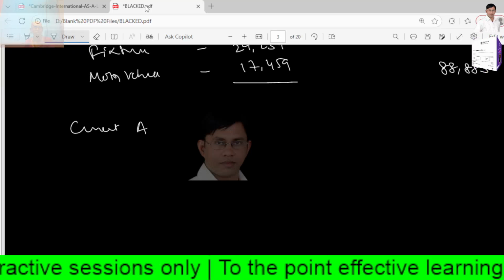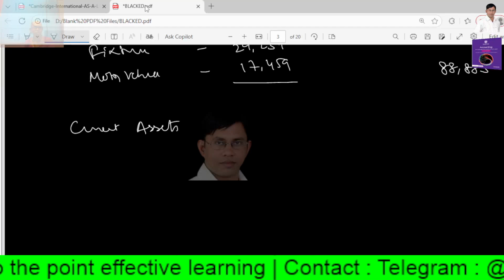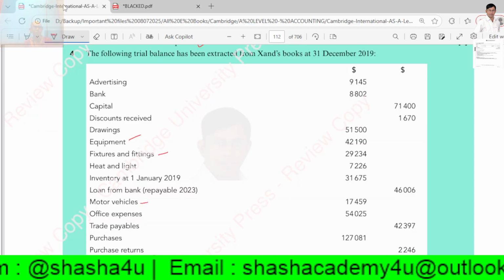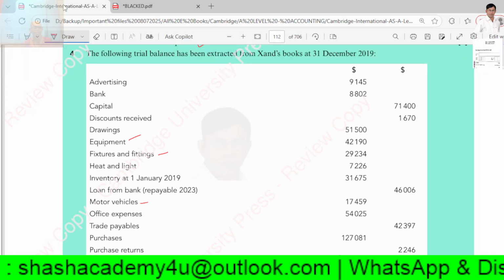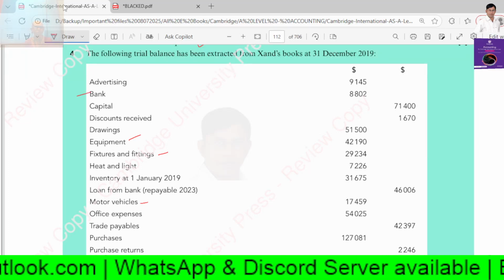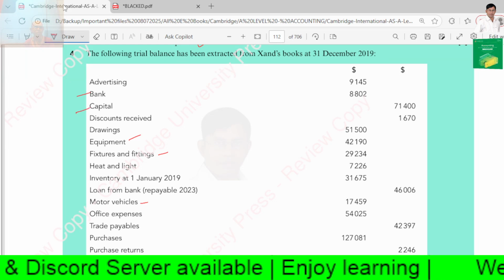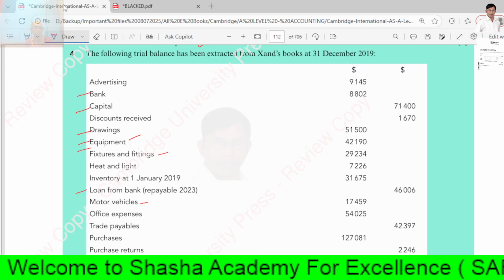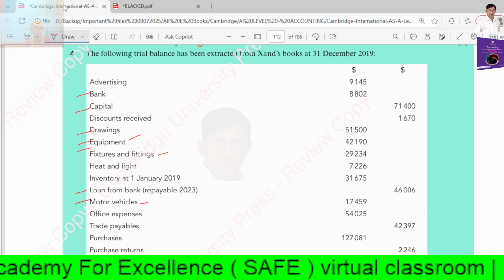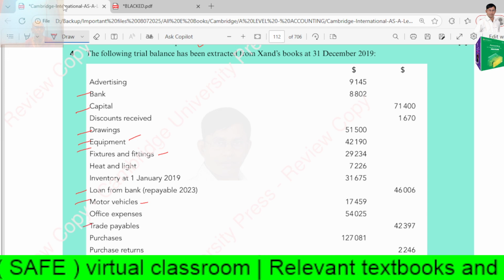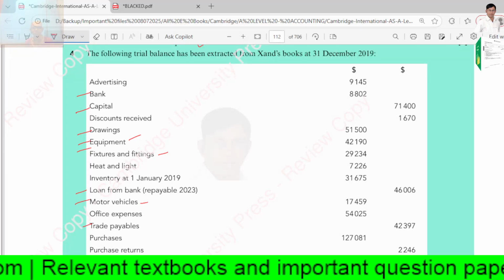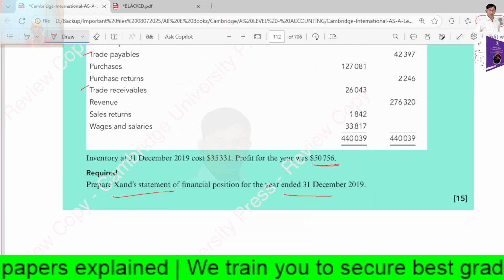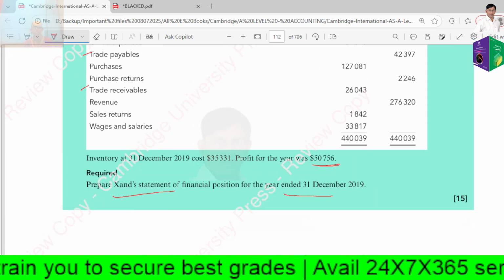Current assets. So let us see what the current assets are. Bank balance is there. First let us make a list. What is required? Bank is required. This is required, this is required. This is not required, this is required. These two are not required. Okay. So in this, what all have we taken?